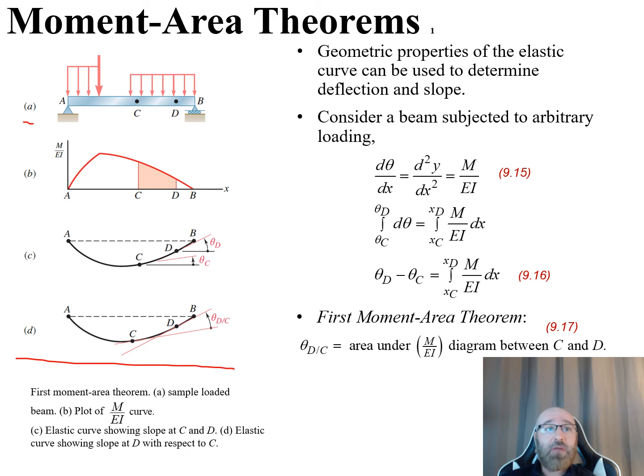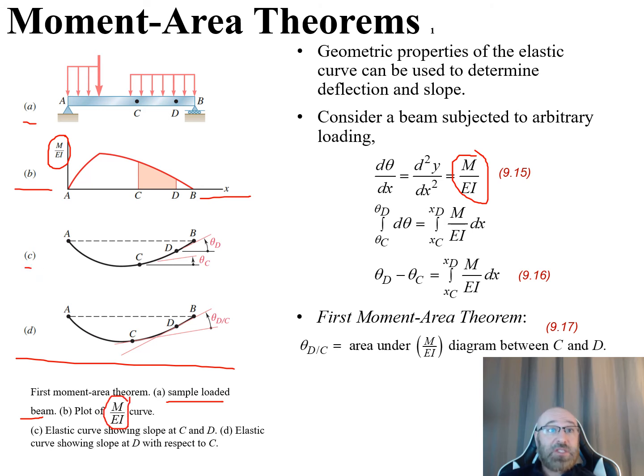So we'll look at part A first. In part A, we have this sample loaded beam. So we can see we have distributed and concentrated loads going from A to B across this beam. Now in part B, this is a plot of our M over EI, from our equation 9.15 in our textbook, as our y-axis, and we have our x going across our x-axis here.